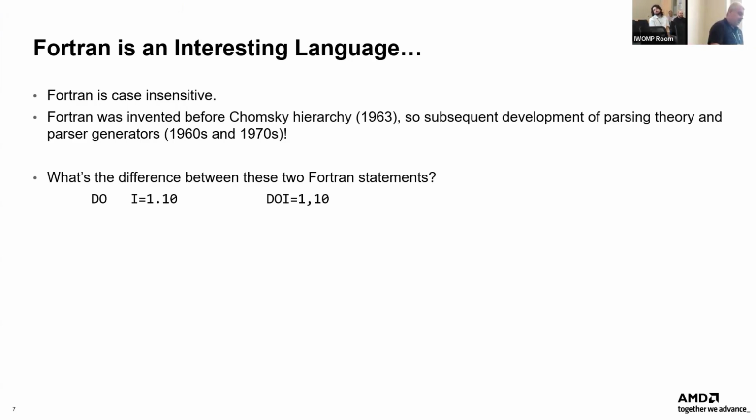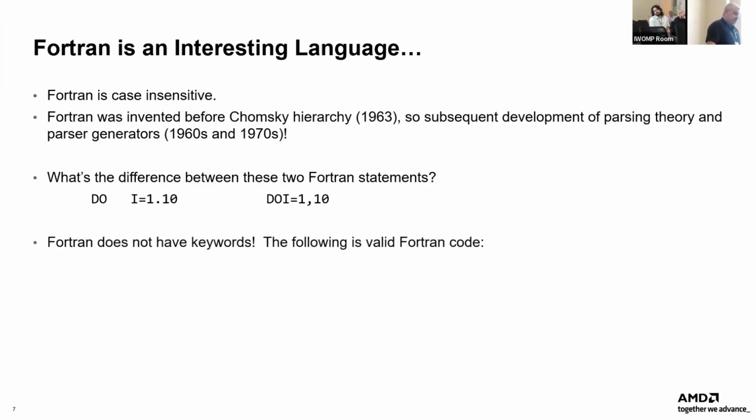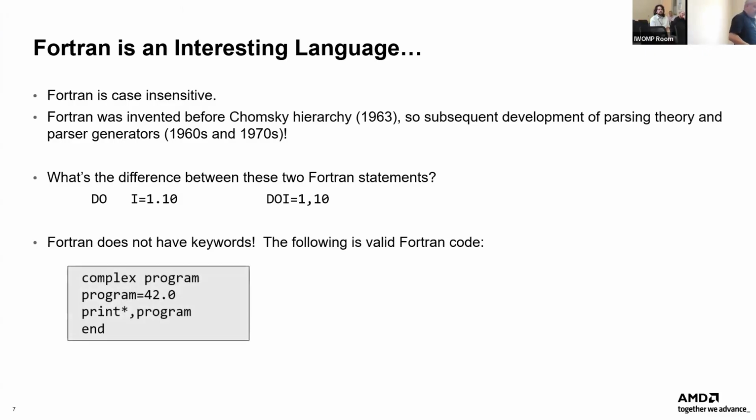And because of the large history of Fortran code out there, we still see Fortran code that doesn't have keywords. In C, int, void, all those words are keywords that have special meaning to the compiler. Fortran just doesn't care, okay? So this is a valid program in Fortran: complex program equals 42, print star program, end.